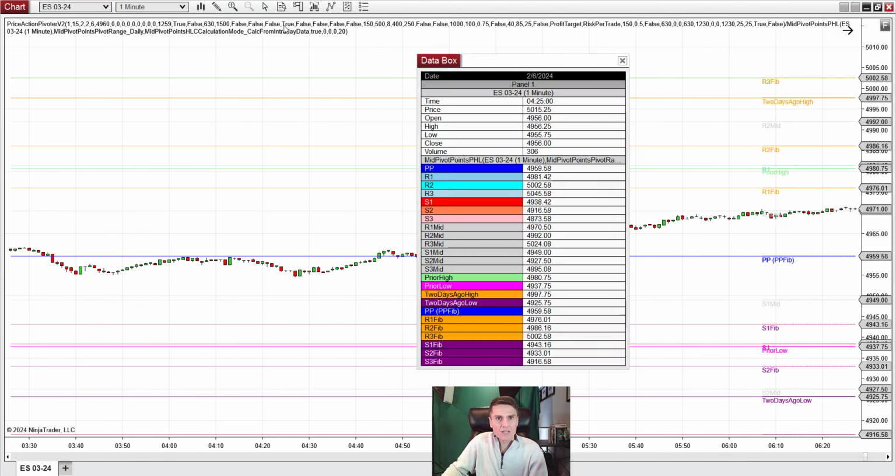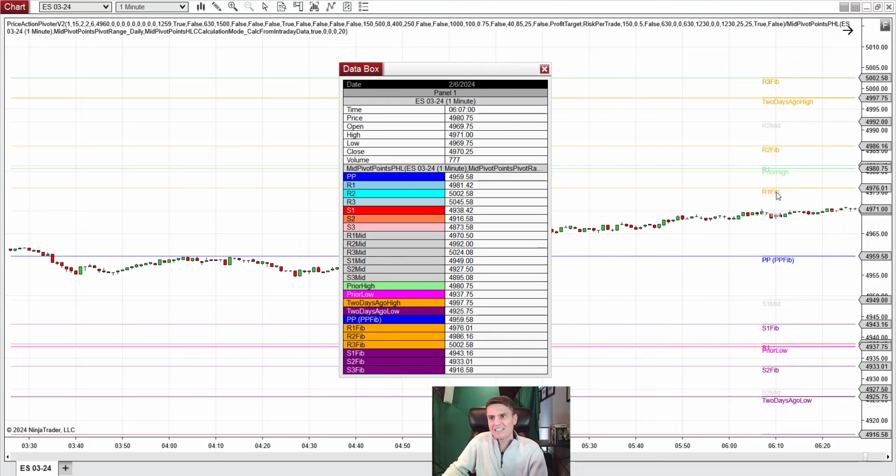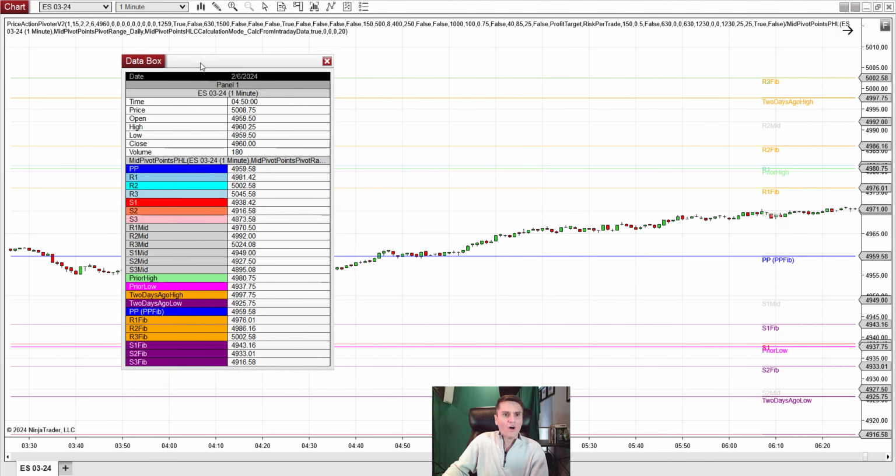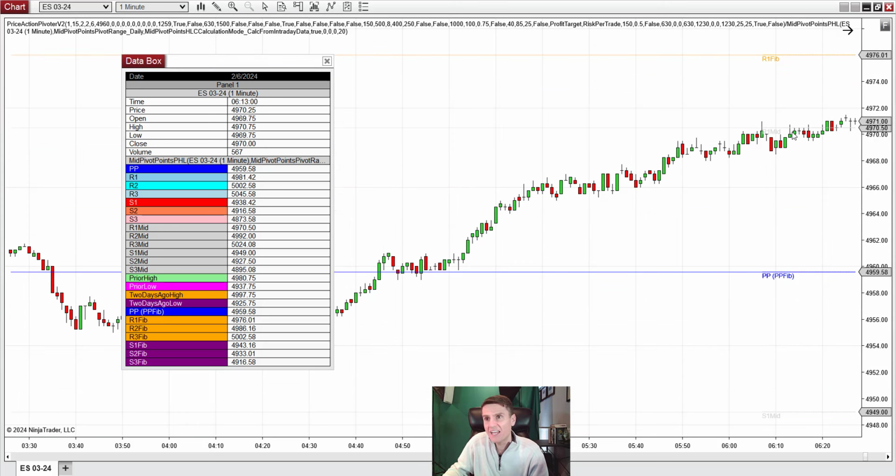Let's take a look at it so we get a more clear indication here. So R1 is at 49.76. My bad, 49.76. In between that, there is R1 mid. It's not very clear, but it's there. R1 mid is the midpoint between your pivot point and R1, the 50% mark.